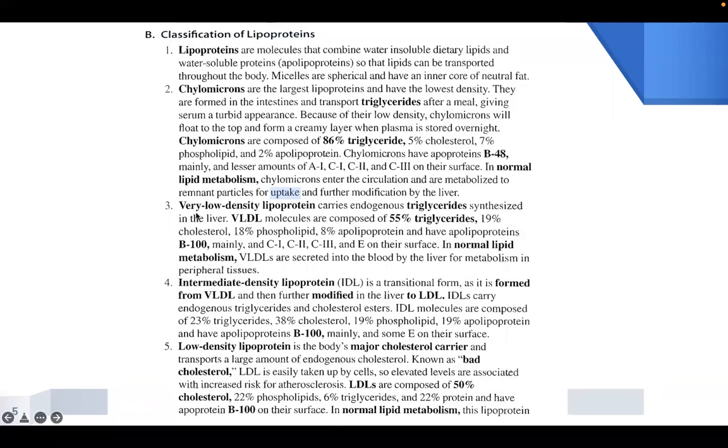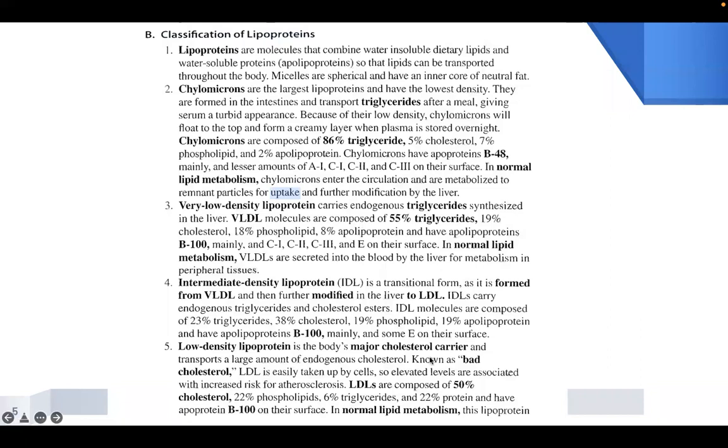So kung endogenous po si very low density, si chylomicrons exogenous. Okay, triglycerides synthesized in the liver. VLDL molecules are composed of 55% triglycerides, 19% cholesterol, 18% phospholipid, and 8% apolipoprotein. Okay, so VLDL, in a normal lipid metabolism, are secreted into the blood by the liver for metabolism in your peripheral tissues. Kasi nga po, they carry your triglyceride endogenously.